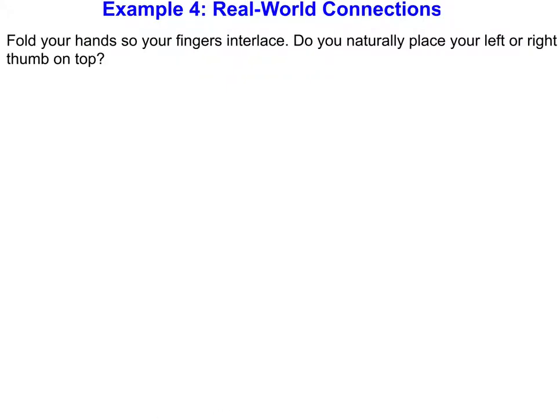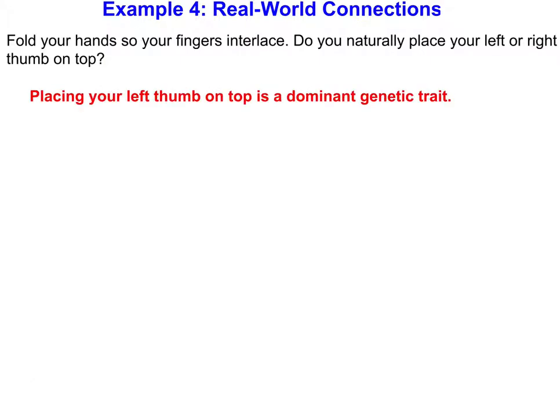Okay, so I want you to go ahead and do this. Fold your hands so your fingers interlace. Alright, so now look down and see, is your left or your right thumb on top? 75% of the time that you do this, your left thumb is on top. We'll actually do this in class to see how accurate this is. But your left thumb on top is a genetic trait. So that means 3 out of 4 times.